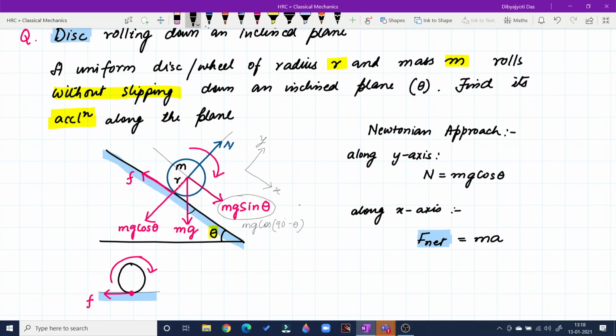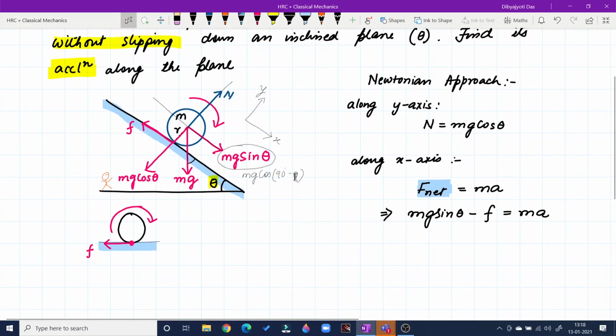If acceleration is being created in an inertial frame of reference, again I am assuming that this is an inertial frame of reference, it is not experiencing any acceleration from the outside. In that particular case, the forces which are imbalanced along the x-axis will lead to some kind of acceleration. What are the forces along the x-axis? The forces along the x-axis are nothing but mg sine theta minus f is equal to ma. Alright, mg sine theta minus f is equal to ma. This is the equation of motion along the x-axis.